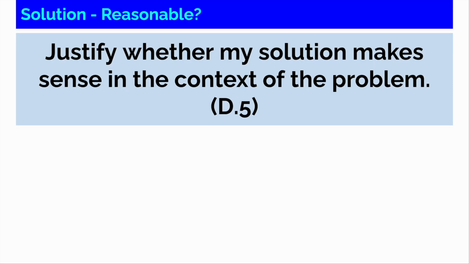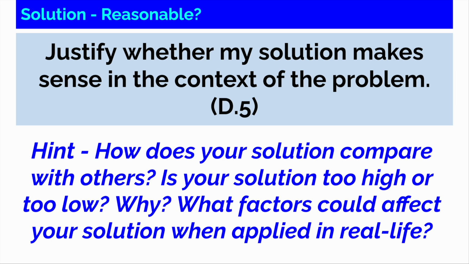And D5 is justifying how reasonable your solution is. This can also be approached in 2 different ways. One is that you could talk about your solution in comparison with other solutions. So if you have access to somebody else's solution, or if there is a universally accepted solution, then you can compare your solution with that solution, talking about whether your solution is too high or too low, and come up with reasons what could have caused this difference.